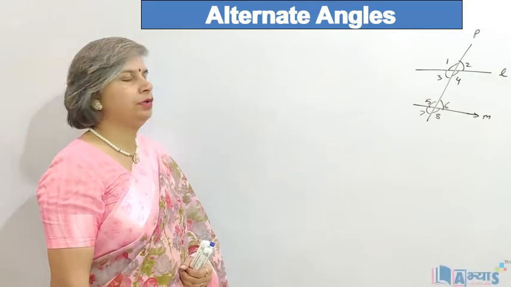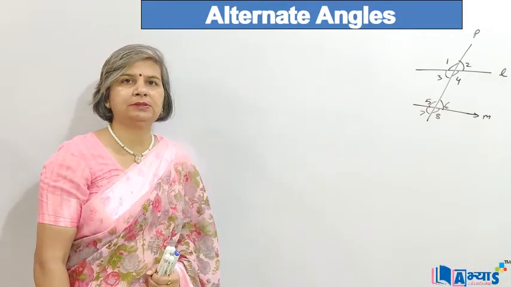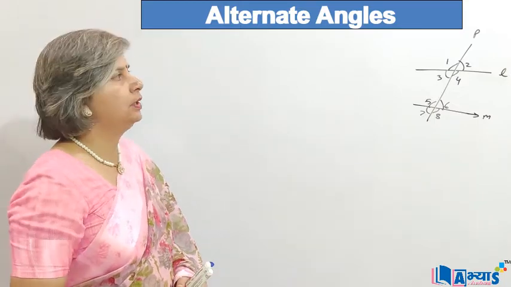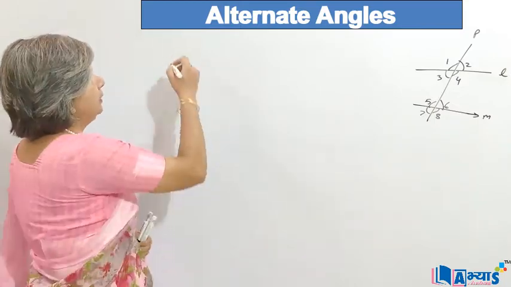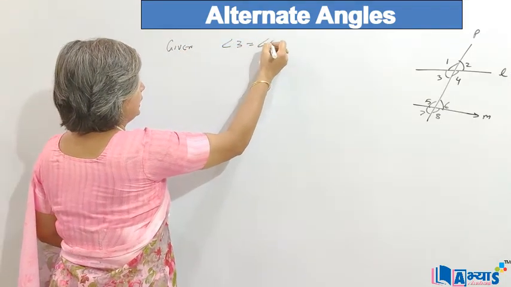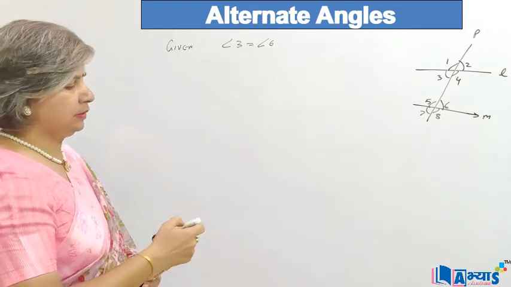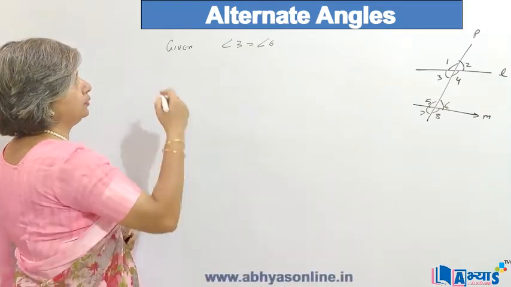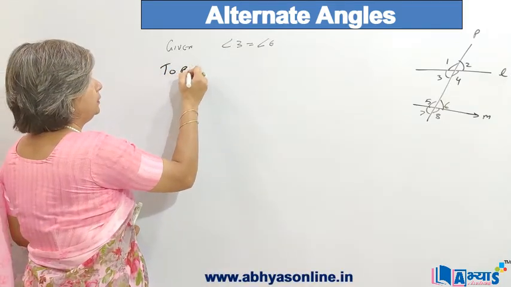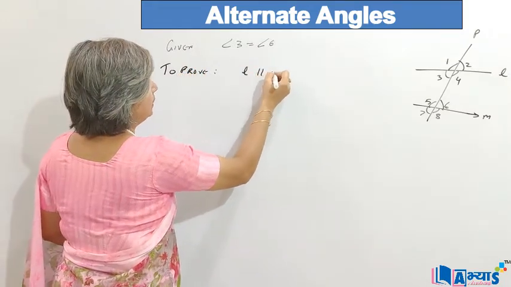Now let us prove the converse of the theorem, that the alternate interior angles are equal in case of parallel lines. So now we are given that alternate angles are equal, that means angle 3 is equal to angle 6. This has been given to us. It is the converse of the earlier theorem, and we have to prove that L is parallel to M.